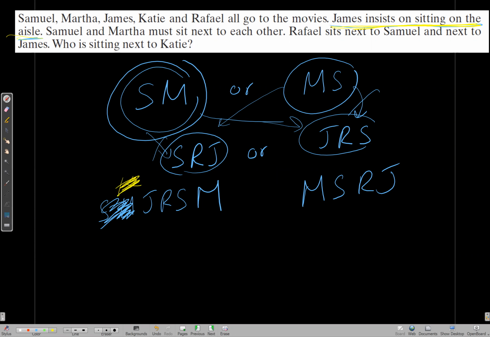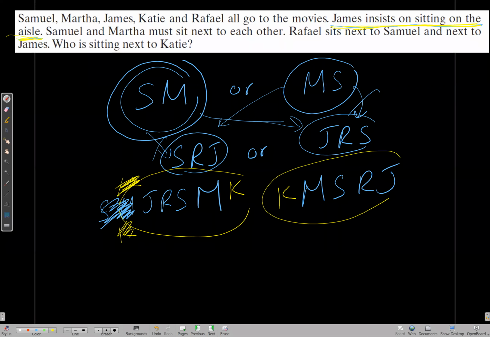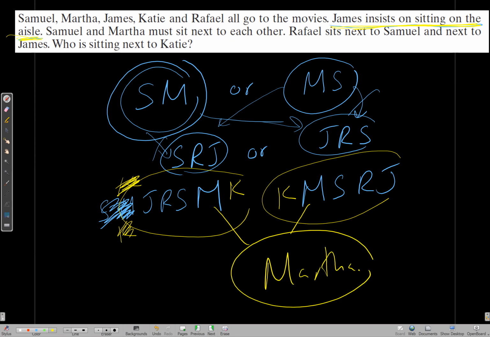So sometimes there are ways of attacking the same problem in different ways. In this case, James insists on sitting on the aisle, so James has to be on a corner. So this is not a possibility. And in this case, again that. So in any case, I see two different arrangements. In any case, who is sitting next to Katie? Martha. Right. Okay. I hope you understood that.